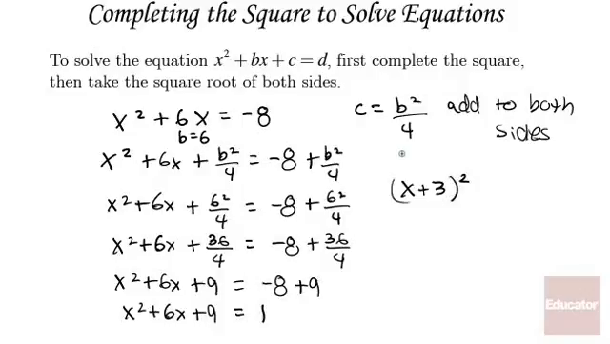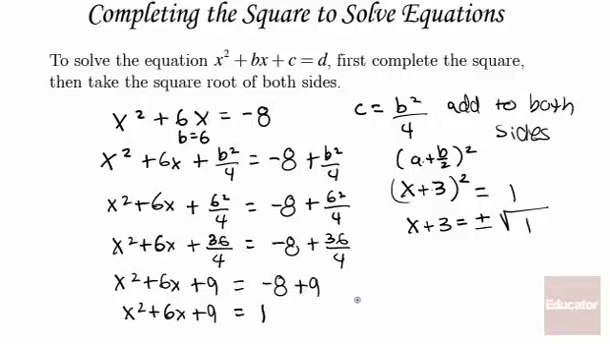And remember that this is equal to this. And I said that b is 6, so I could have just said 6 divided by 2, x plus 3, all of that squared. So I happen to know what this factored out to, but if I didn't, I could find it by letting b equal 6 and dividing by 2. That equals 1. I'm going to take the square root of both sides, and that's going to equal plus or minus the square root of 1. So x plus 3 equals plus or minus 1.